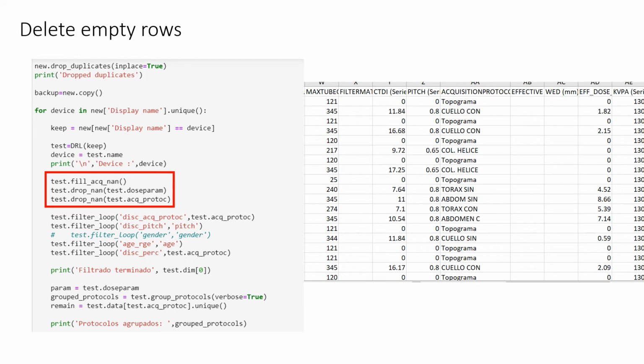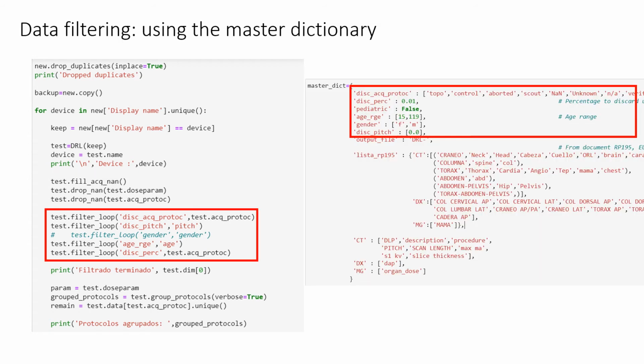Then the filtering process begins. First, we fill empty cells with a not a number value to remove them easily later. Then we drop those studies without that information. In the next step, we remove non-clinical studies such as topograms or scouts, studies with a value of pitch equal to 0 in CT scans, for example, age, and less abundant protocols. The variables defined previously in the master dictionary are used in this step.